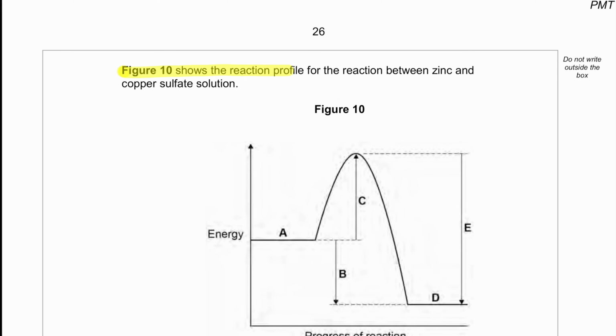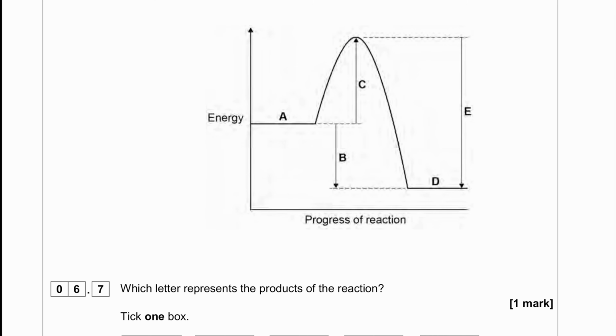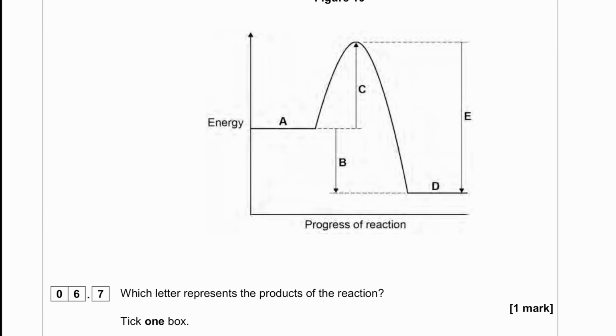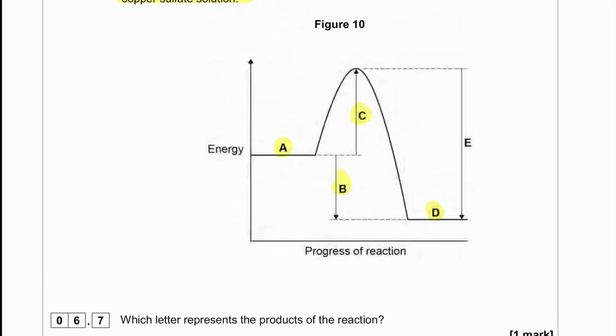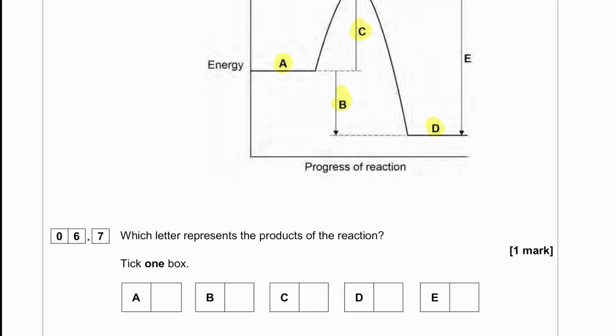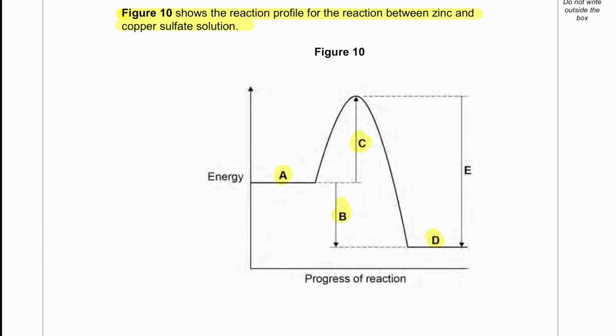Figure 10 shows the reaction profile for the reaction between zinc and copper sulfate solution. We can see A, B, C, D. A represents the reactants, C represents the activation energy, B represents delta H or the enthalpy change, and D represents the products. E represents the total energy released from the portion where the reactants got activated to the portion where they have turned into products.